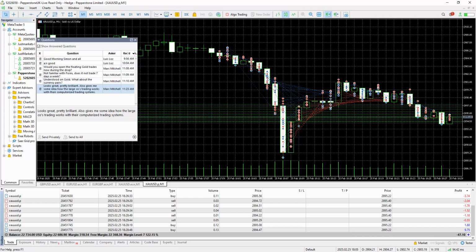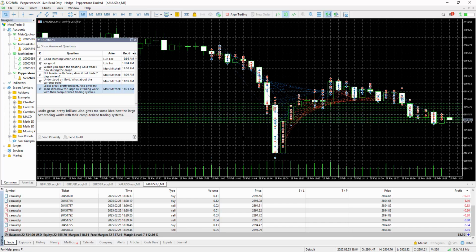It holds. When the market closes, there's no more trading, but you have some floating orders. As soon as the market opens up, it will close them. I'll give you an example. I'll show you.